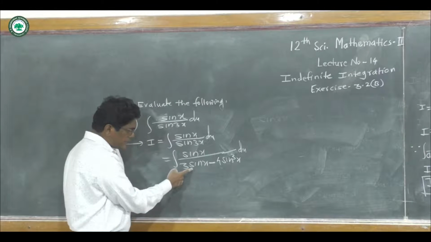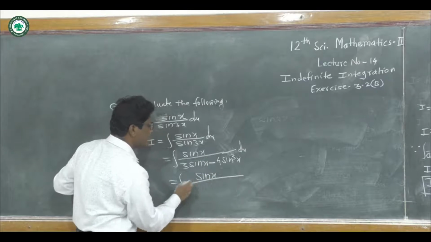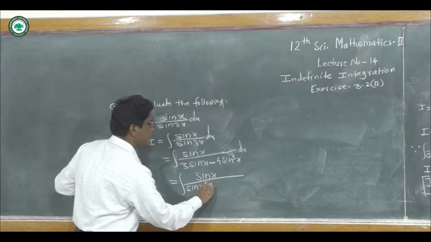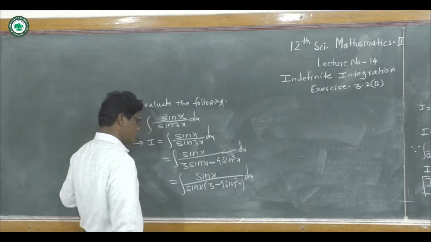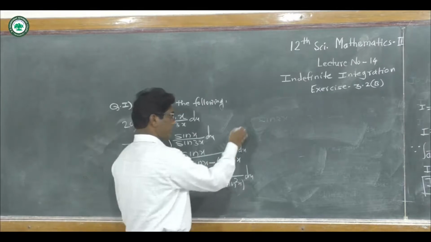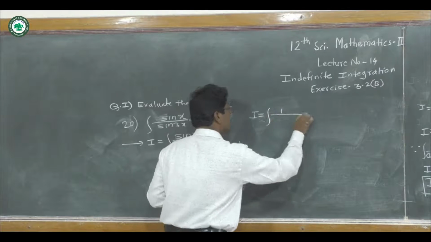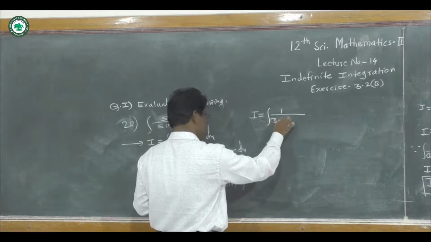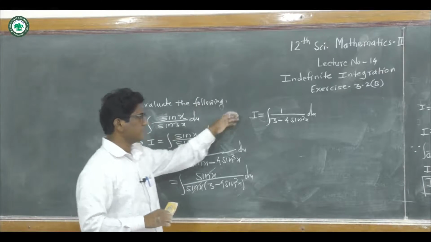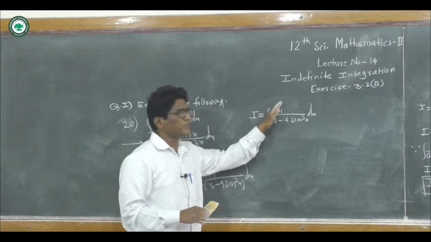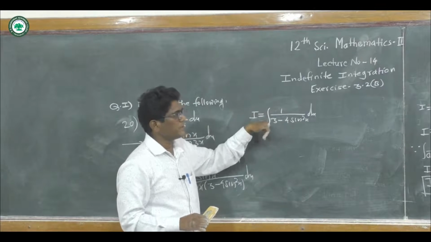Now in the denominator take sin x common, so it is equal to integration of sin x upon sin x times the bracket 3 minus 4 sin square x dx. Now this sin x and sin x get cancelled, so we get I is equal to integration of 1 divided by 3 minus 4 sin square x dx. Now see, it is in our standard form, integration of 1 upon a plus b sin square x.